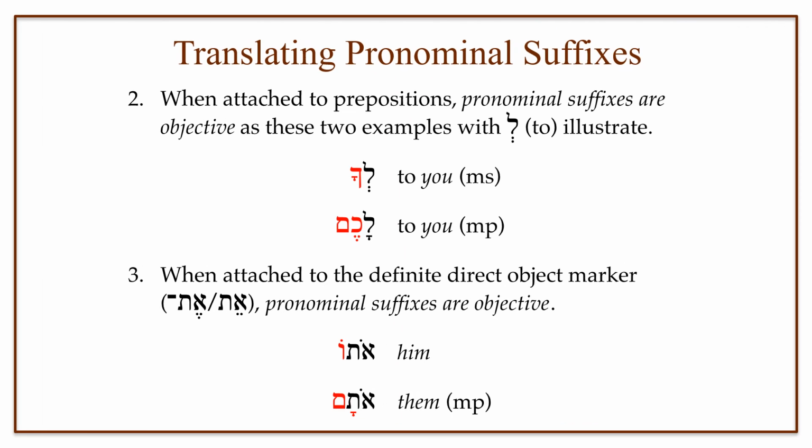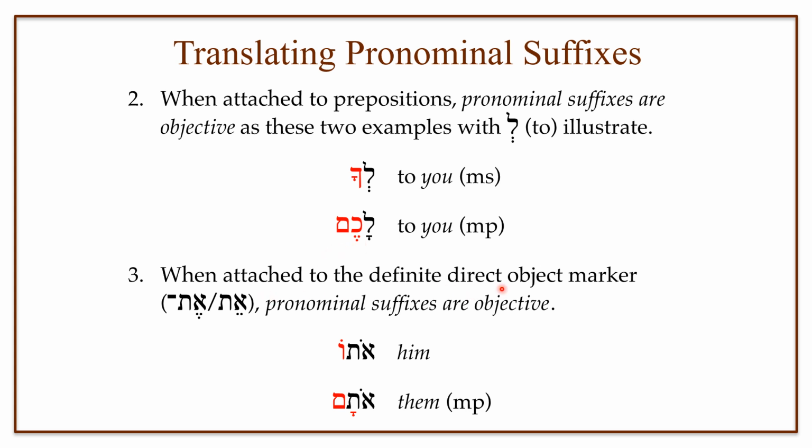All right, so when attached to prepositions, pronominal suffixes are objective, okay? So you're going to go to that list of objective options for your pronouns. With a preposition like la, meaning to, you would say to you. Or to you, in this case it's plural in Hebrew. You can tell he's talking to more than one person.